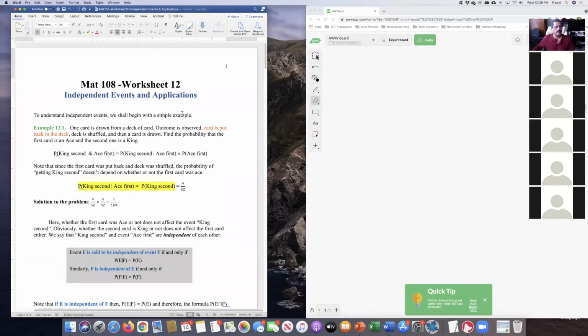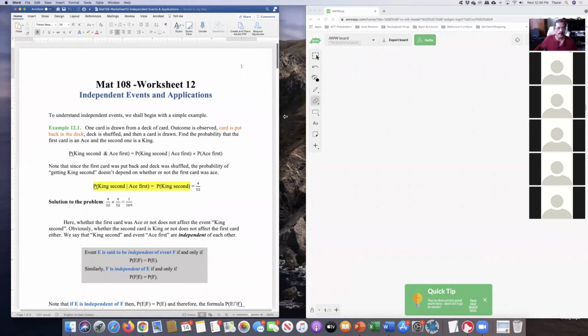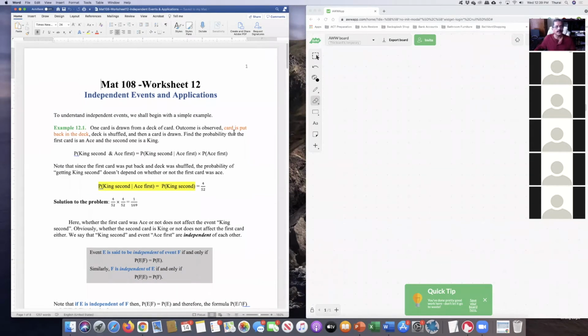All right, so we are doing independent events and applications. So I need to explain to you what an independent event would be. Let's begin understanding what an independent event is. I'm going to start with a simple example of drawing cards. Now we did so many problems of drawing cards with conditional probability, but this one is slightly different.